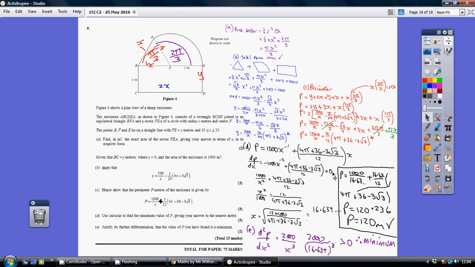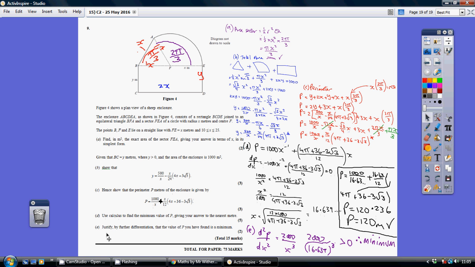We're trying to find the minimum value, so we set the differential equal to 0. Adding this to both sides and taking the x to the minus 2 downstairs, we get this here. I've then reciprocated both sides, so just flip both of them over to get this. Then I've times by 1,000 and square rooted to give me x being 16.639... Now I've got to find the minimum value of P, not the minimum value of x. So I take that value of x and substitute it into the P formula here, and that gives me P being 120.236... or 120 meters to the nearest meter.